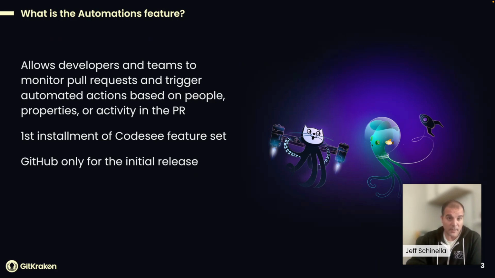So for the initial release, it is going to be GitHub only. We do plan to extend this functionality for automations out to other providers. But for the early access, especially, and the initial V1 preview release, we are going to be focused on GitHub workflows and pull request workflows as well. So with that, you can just jump to the next slide.